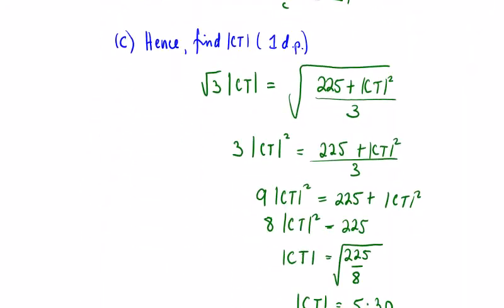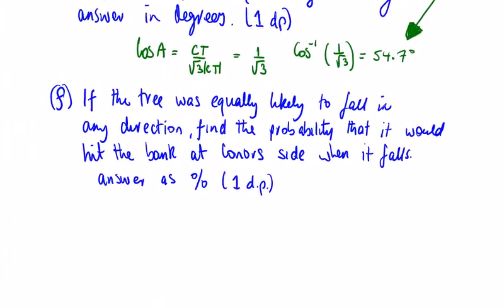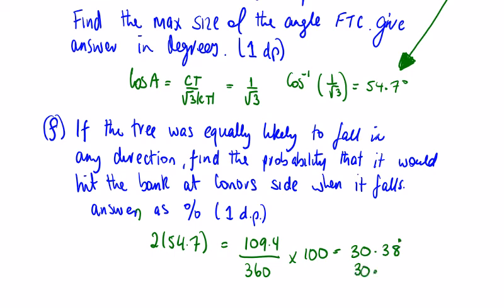So what did we get? 54.7. So twice 54.7 is 109.4. 109.4 over 360 times 100 is going to give me 30.38 repeating. So 30.4% chance of hitting the bank on Connorside. That's the end of this question and the 2017 paper 2.